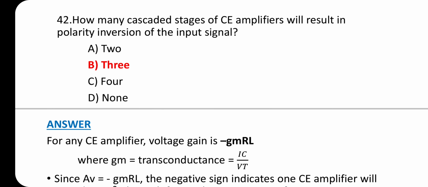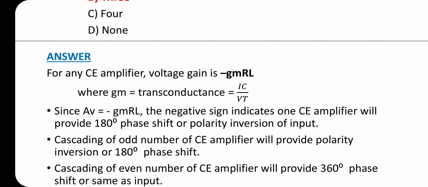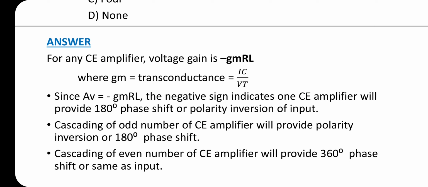Question number 42. How many cascaded stages of CE amplifiers will result in polarity inversion of the input signal? Answer is option B, 3. For any CE amplifier, voltage gain is minus gm RL, where gm is the transconductance and the equation is IC by VT, where IC is the collector current and VT is the thermal voltage, which is 26 millivolt at room temperature.